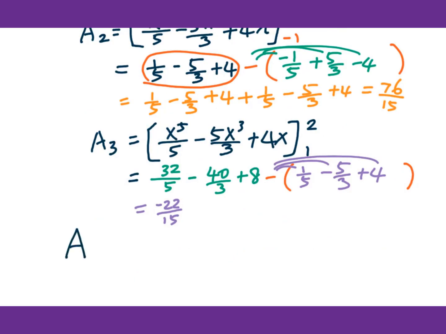So we get the total area equals 22 over 15 plus 76 over 15, then plus 22 over 15, which equals 8.